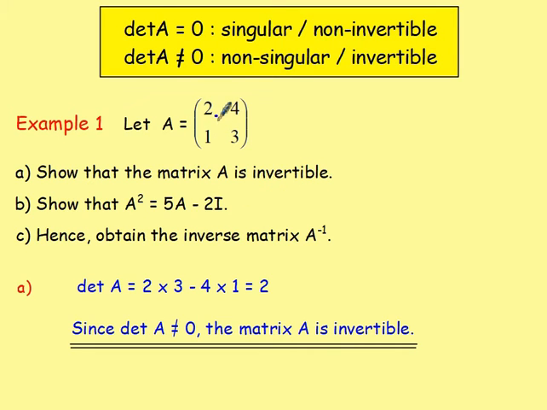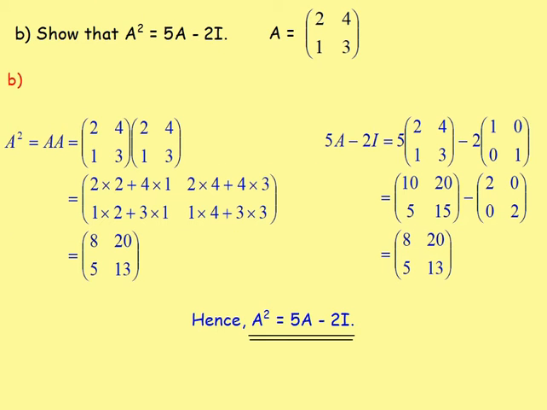Well, it means the determinant must not be 0, so show that. So the determinant, you would have the 2 times 3, take away the 4 times 1, that is 2. This determinant is not 0, so it means that an inverse exists. So since the determinant is not 0, matrix A is invertible. For part B, show that A squared equals 5A take away 2I. Well, that's similar to what we did before.